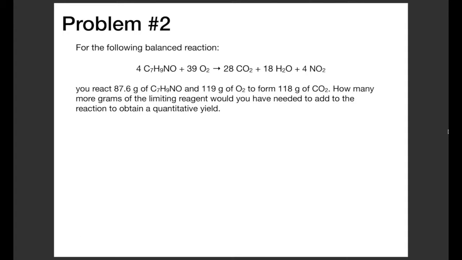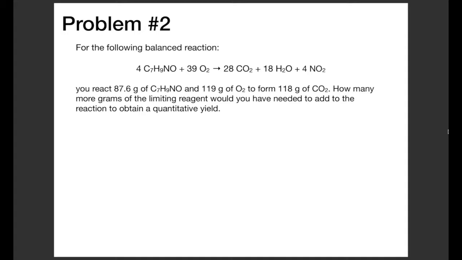In our second problem, we're looking at this combustion reaction. We have 4 C7H9NO molecules plus 39 O2 molecules, yielding 28 carbon dioxides, 18 waters, and 4 NO2s. If we react 87.6 grams of that carbon-containing compound and 119 grams of dioxygen, we're going to form 118 grams of CO2.